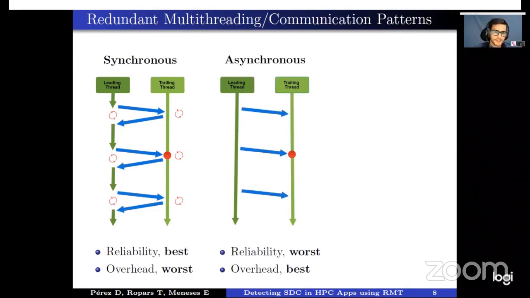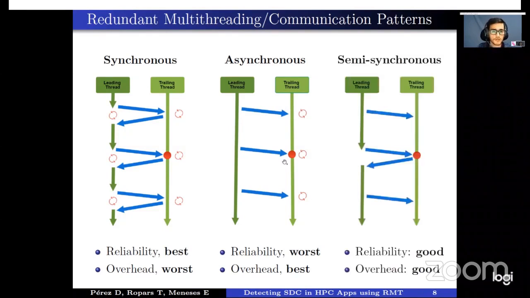A totally opposite approach is called an asynchronous communication pattern, in which the data is still being sent and it will be verified for correctness, but the leading thread is not going to wait for that check of correctness. It's going to continue its execution. The trailing thread might detect that something is wrong, but the leading thread might have already done something irreversible, especially at these volatile points. So especially for HPC applications that have a lot of these volatile access points, this is a risky approach. So regarding reliability, it's the worst, but regarding overhead, it's the best.